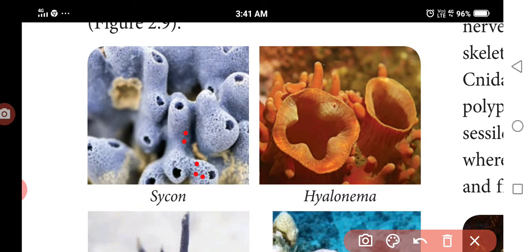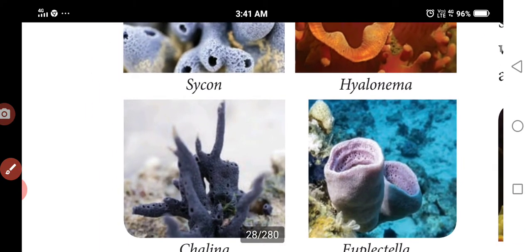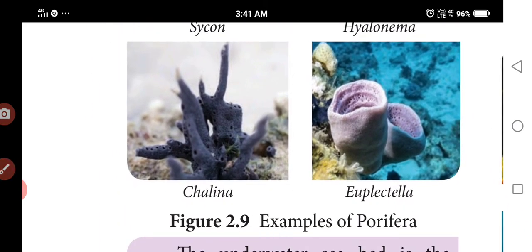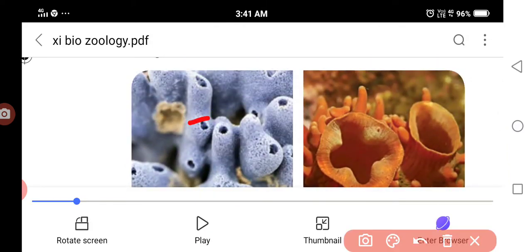Water enters through these canals. You see that water enters into the canals. Those canals we call ostia. Water enters into the central cavity, which is called the spongocoel. Then it goes out through the osculum. This is the osculum.